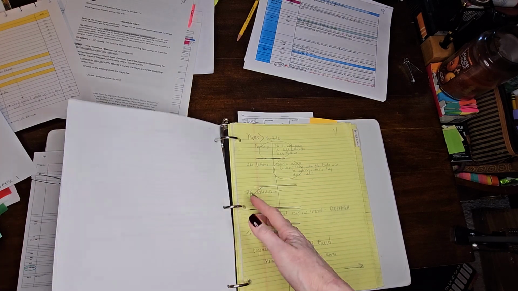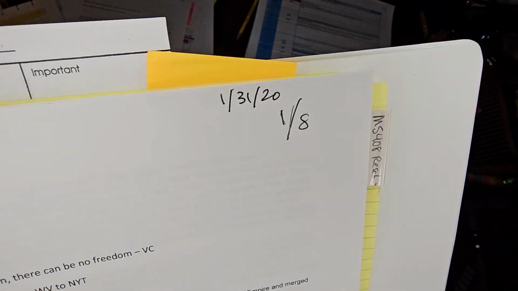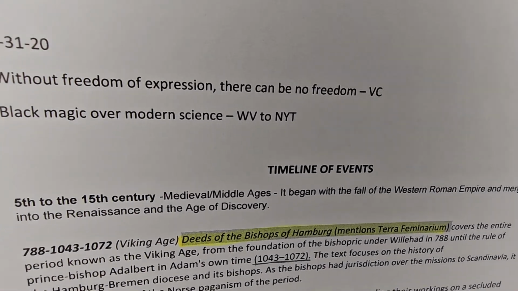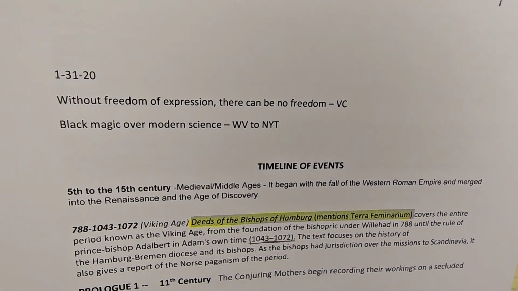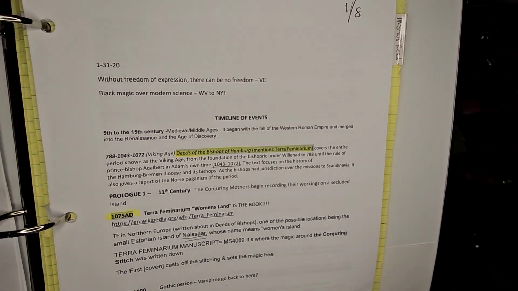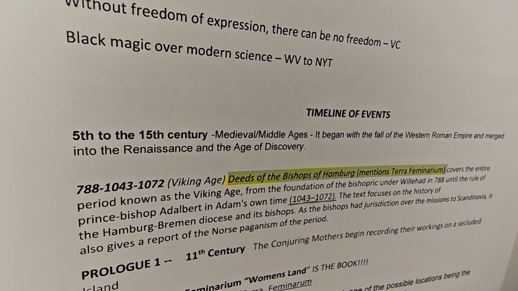The next thing that I did, and I have many versions of this, you'll note, this is dated 1/31 of 2020 and it's 8 pages long. This is where I formally started working out my timeline. I've labeled it timeline of events, and it starts in the year 5th to the 15th century.